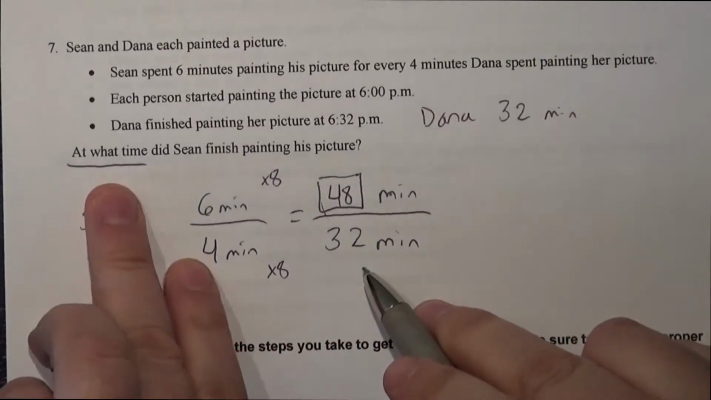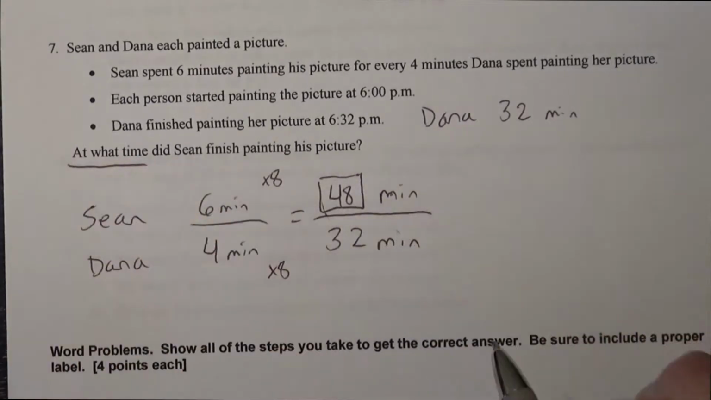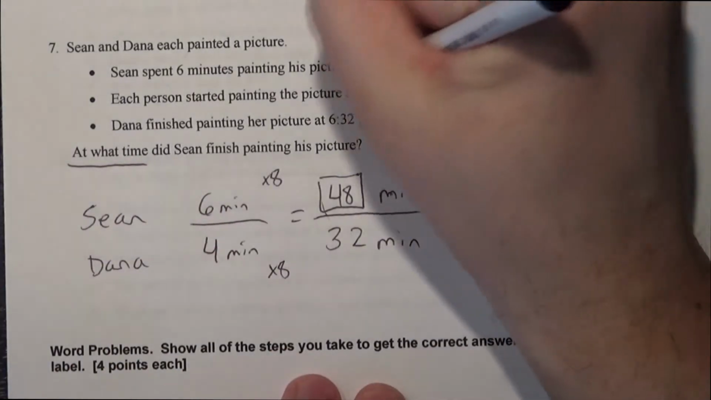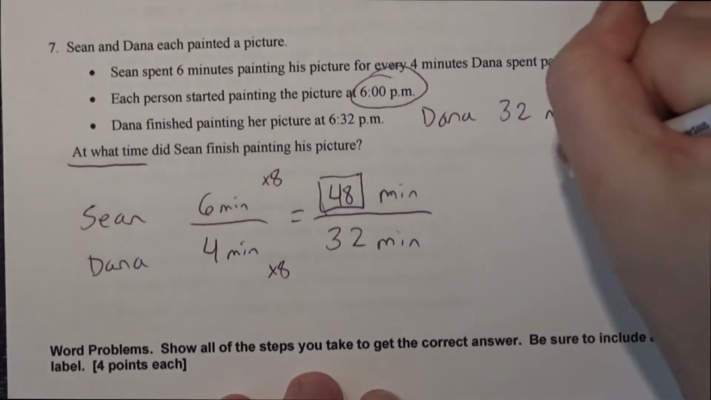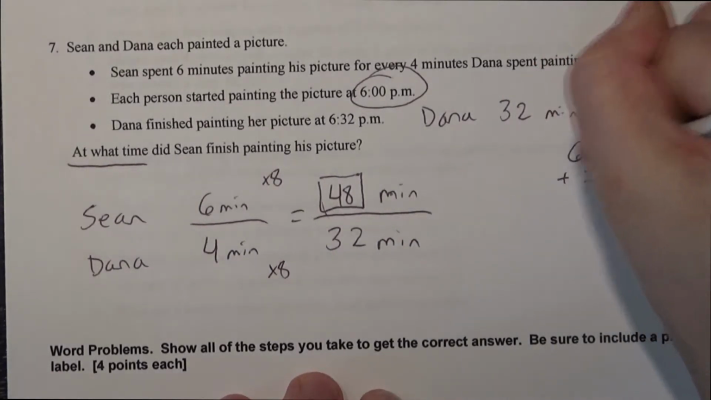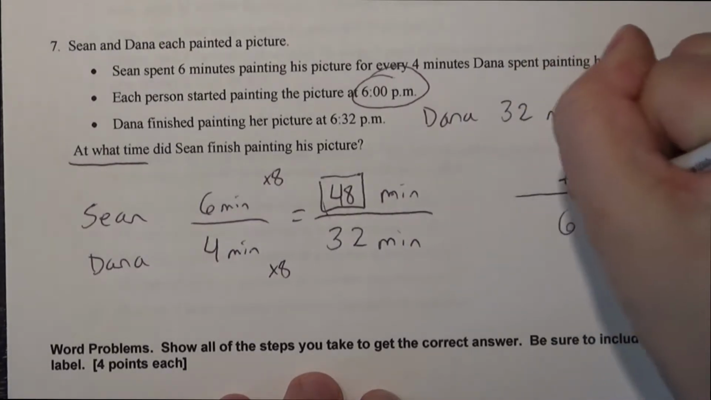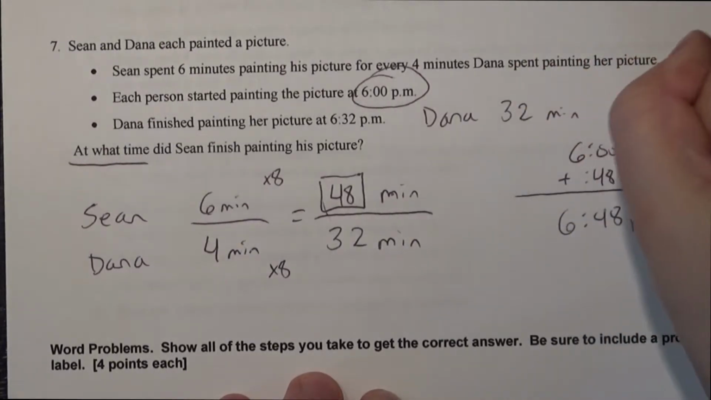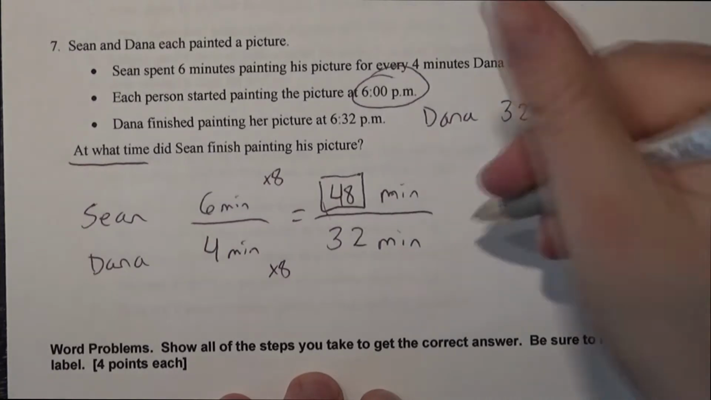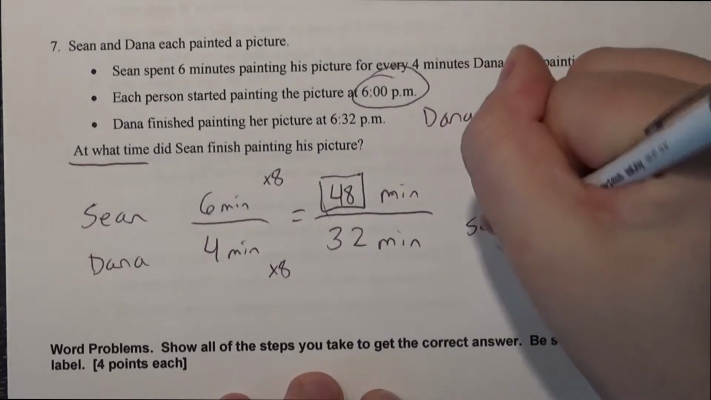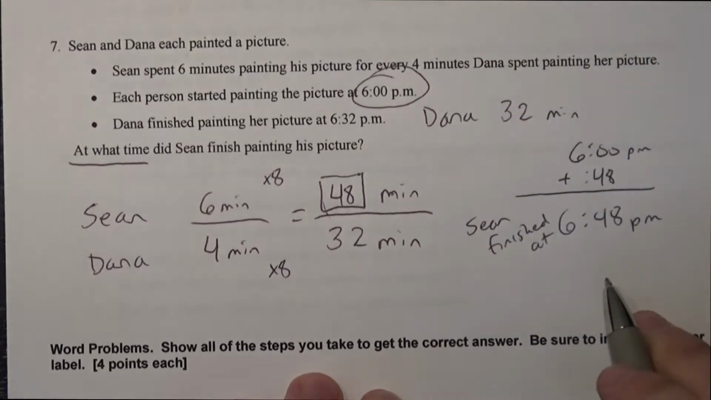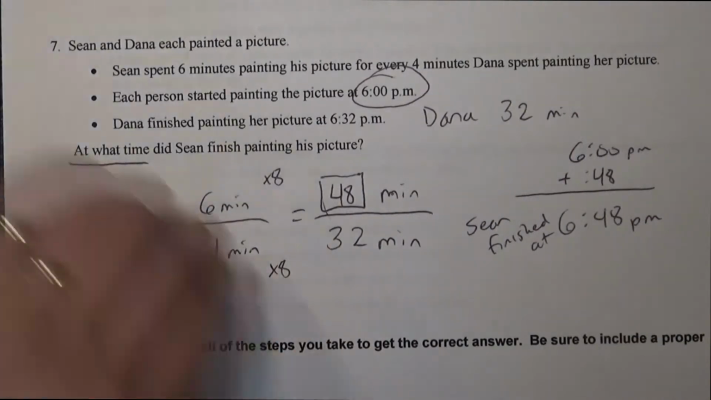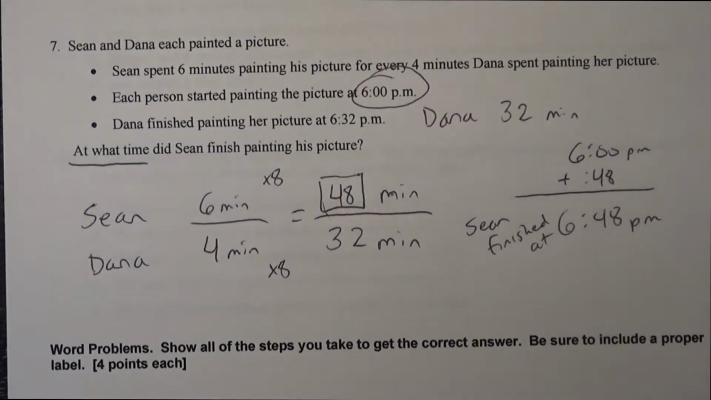So that's not the question, though. The question is, at what time did he finish? He started at 6 p.m. So we're going to take 6 p.m. and then add 48 minutes to that. That means he finishes at 6:48 p.m. So we could say Sean finished at 6:48 p.m. That's really truly the question that they want us to answer. All right, that's number 7.